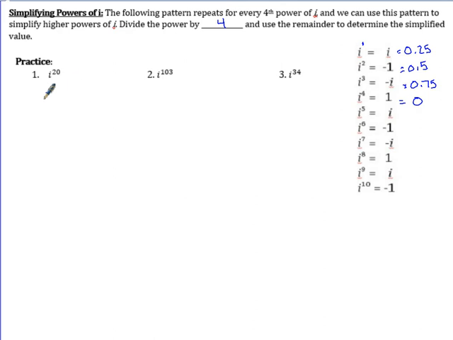So the way we do this is we take the exponent, 20, and we divide that by 4. 20 divided by 4 is 5. So with no remainder, it's a whole number, so i to the 20th is equal to 1. Same thing here. If I did 103 divided by 4, that's going to be equal to 25.75. So if I have a remainder of 0.75, that is equal to -i.